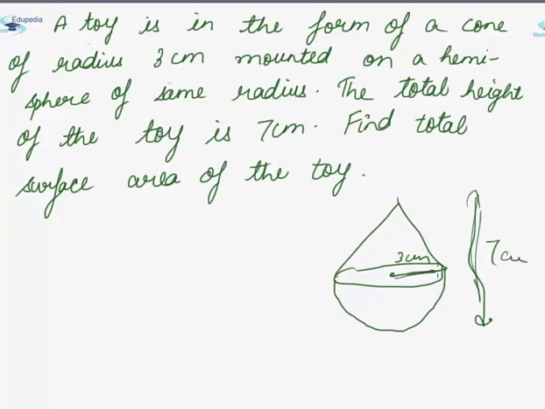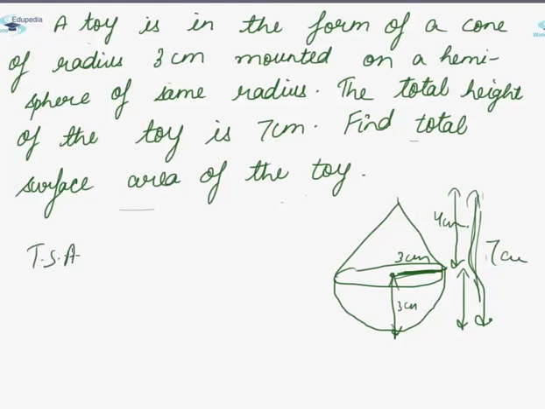Friends, if this radius is 3 centimeter, then this distance, this length will also be 3 centimeter, and thus this length will be 3 centimeter again, but the total length is 7 centimeter. So we can say that this height is 4 centimeters. Now we need to find the total surface area of the toy.